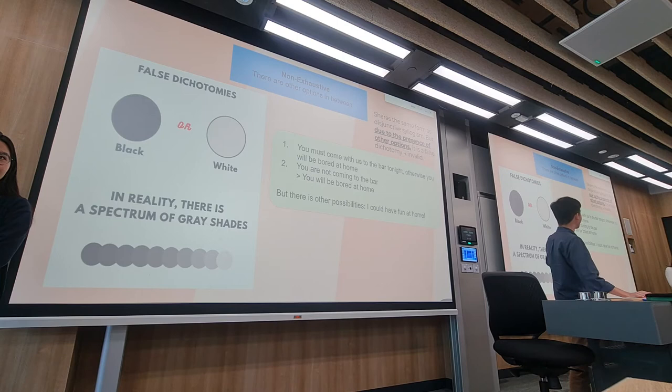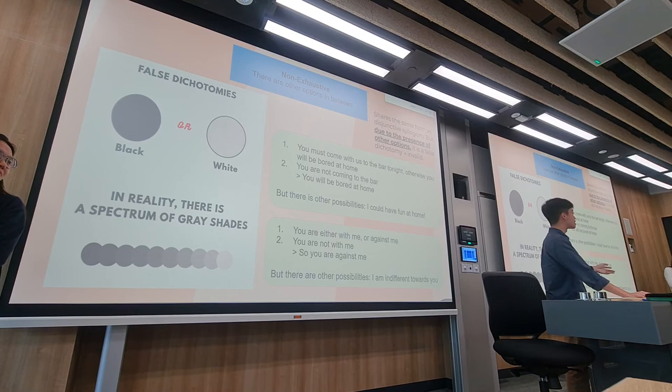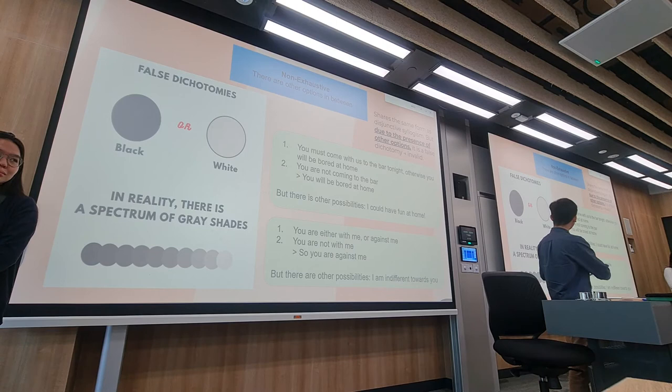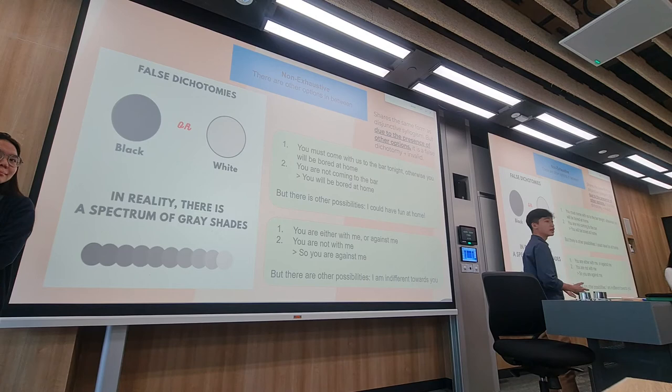I have another example. This is the classic; politicians like to use this. You are either with me or you are against me. Since you are not with me, you must be against me. But he casually ignores the option that maybe I just don't care. I'm indifferent to you. I might not want to be with you, I might not want to be against you. So you can very clearly see that because these arguments ignore the other possibilities in between, they are committing a false dichotomy fallacy.